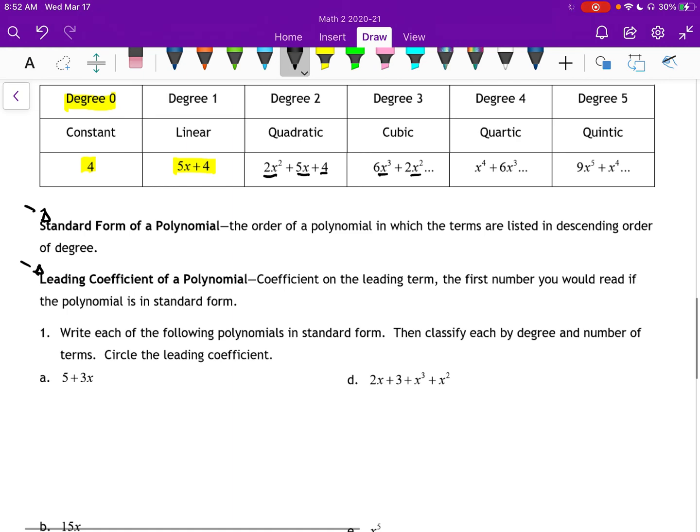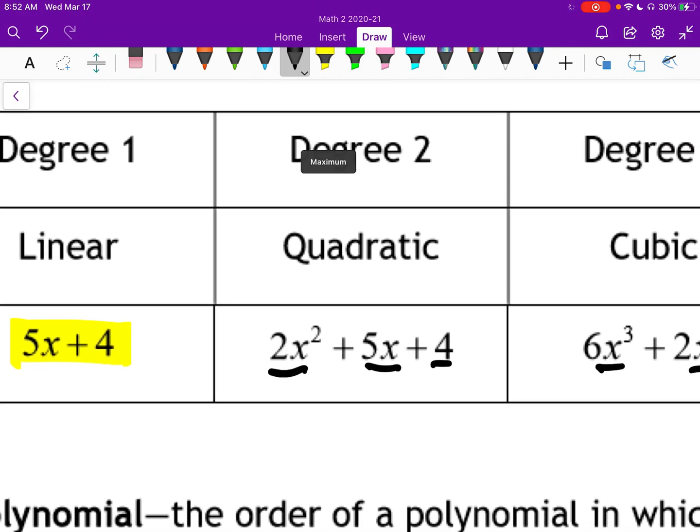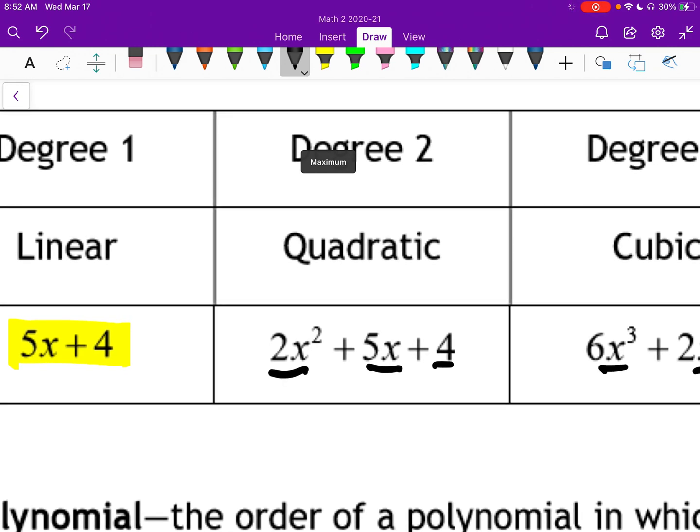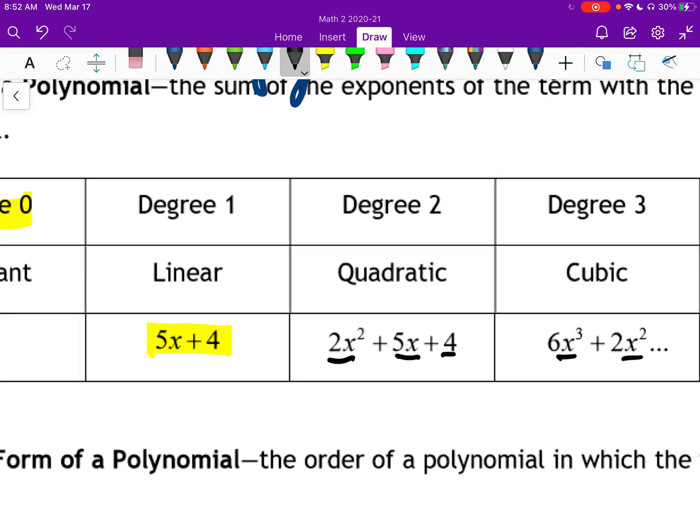The leading coefficient is, when it's in standard form, the first number that you see. So back in our degree 2 example, the first number we see there is a 2. That's our leading coefficient, right? This 2 here, that's the leading coefficient.